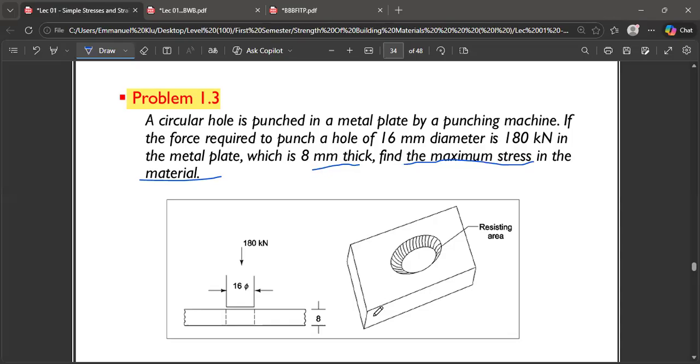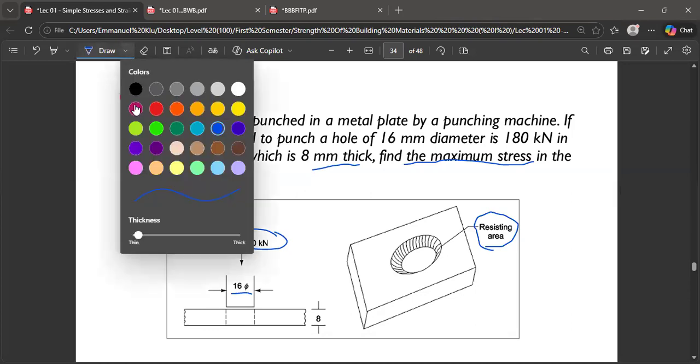So you can see that this is a metal plate over here, and we are supposed to punch a hole in it. And as you can see over here, this is the area resisting the shear. Also, the load of 180 kilonewton, this is it. And the diameter of the hole that is going to be punched inside is 16 mm. Before we proceed, I want someone to read the question for me one more time before we continue.